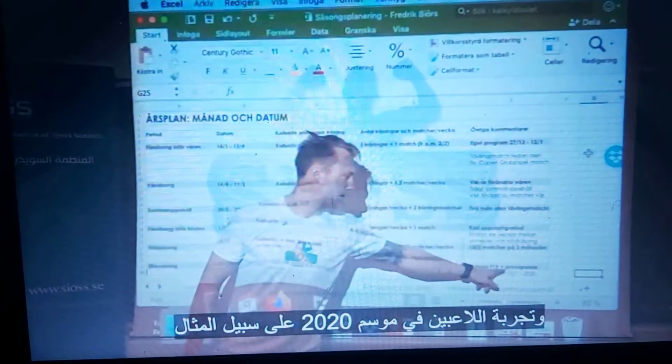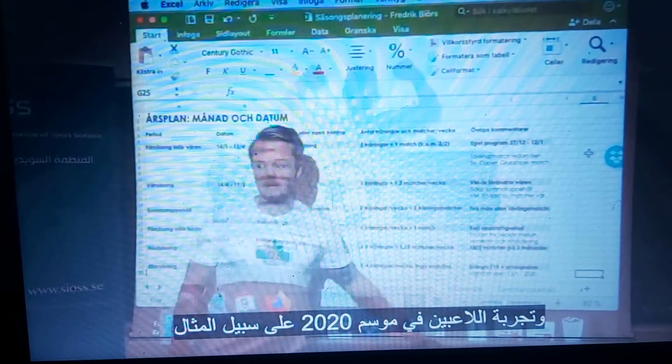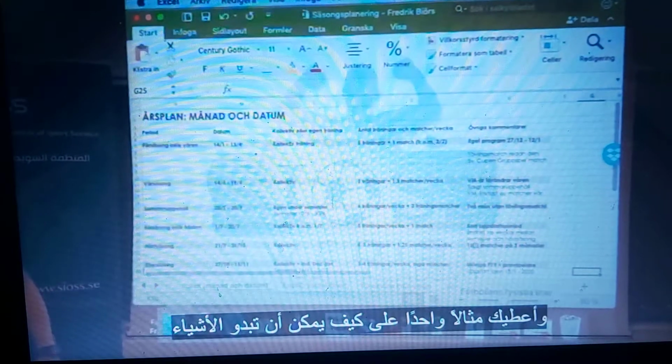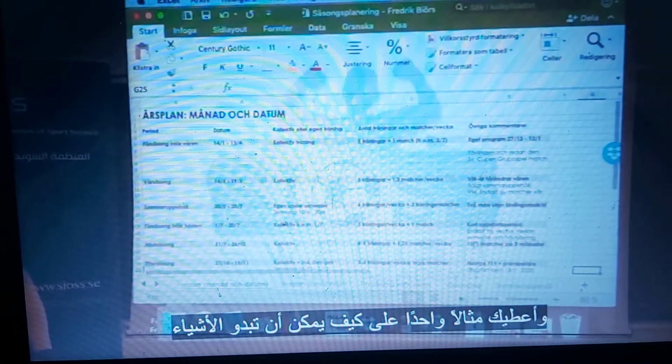And also here it says that in the winter break we have many from our under-19s team in training with us, and tryout players in front of the 2020 season, for example. So this is a good overview to create. And I give you one example of how things can look during spring season here, for example.